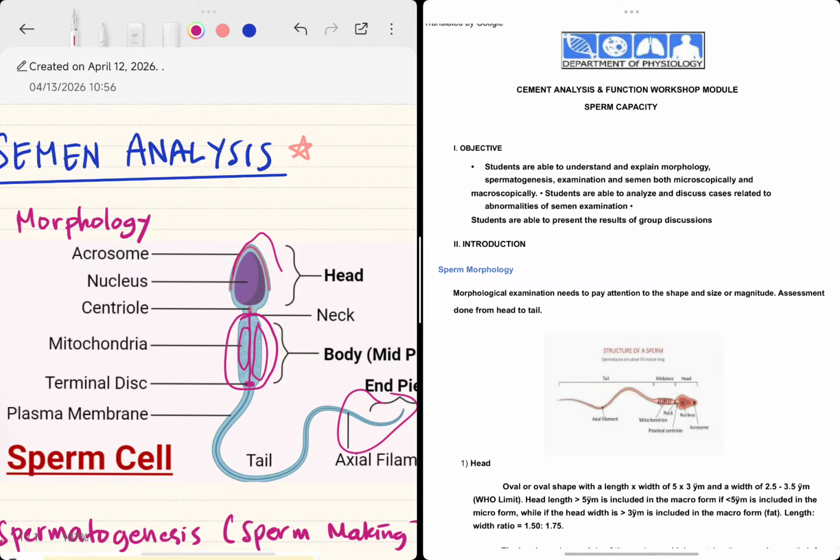When the sperm wants to go inside the ovum, the acrosome is the one at the front that will go in. And we also have the nucleus. Like usual, the nucleus is the one that has the genetic material, or genetic information.